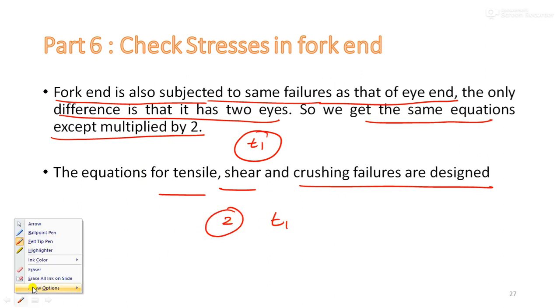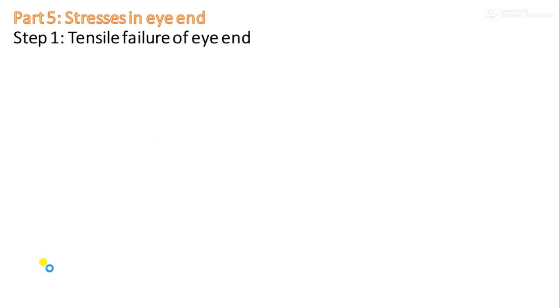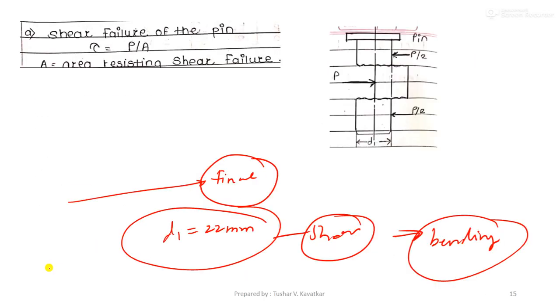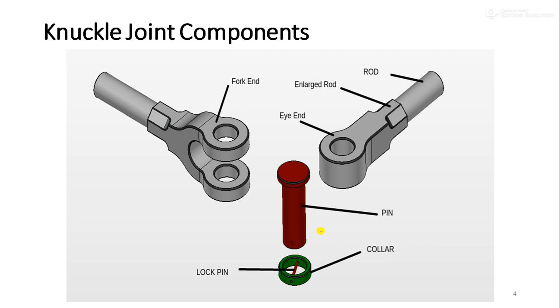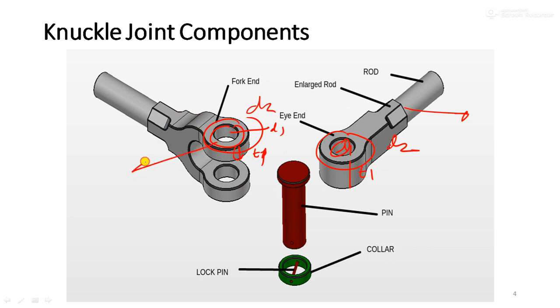So the equations for tensile, shear and crushing failures will be the same, just multiply by 2, and instead of T, use T1. I will go back just for a purpose, because it will be easy for you to understand. See, this thickness is T1, outer diameter is D2, inner diameter is D1. Only the difference is what? Here the thickness is T1. Obviously, for the eye we have done the stress analysis for tensile, shear and crushing. Similarly, the same equations will be applied for this fork, but these forks are 2, so just multiply by 2.